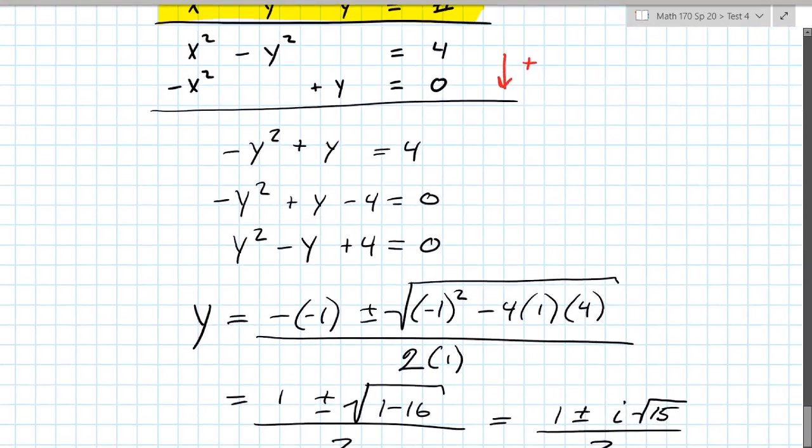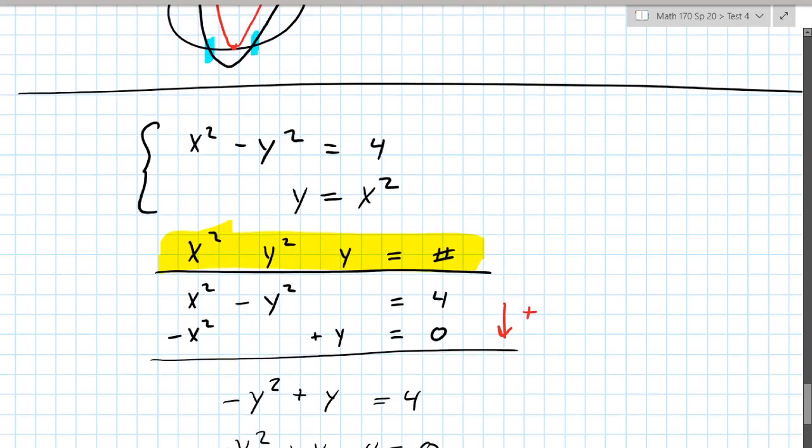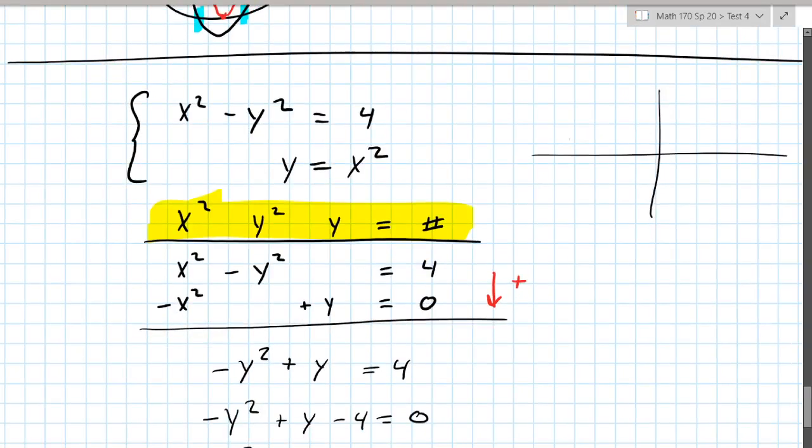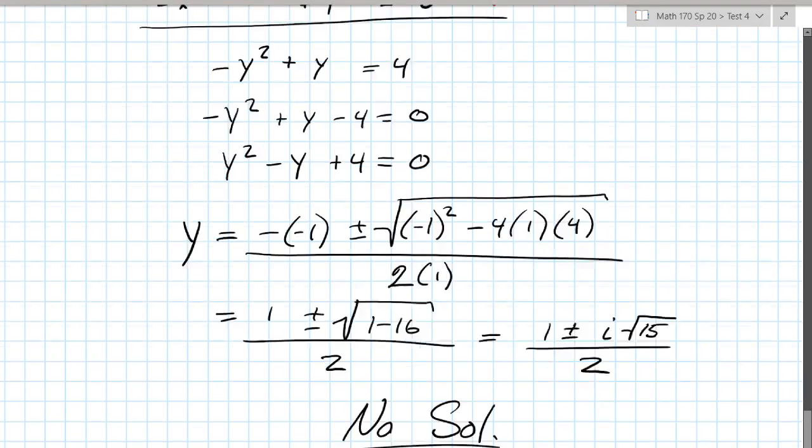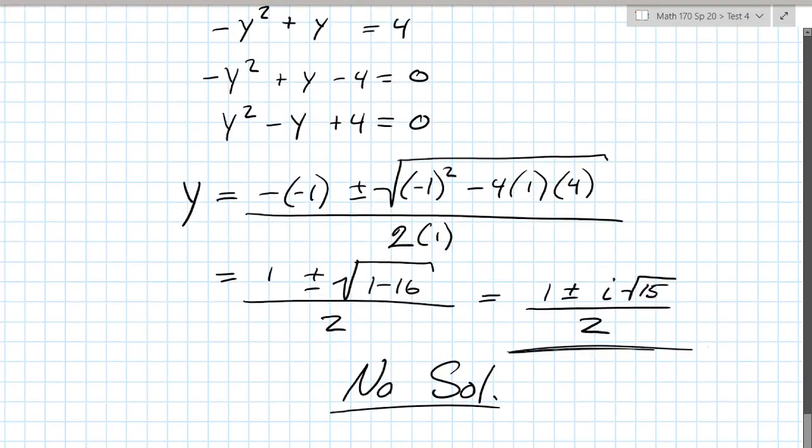If you were to go back to these equations, what you will see is that the first equation we called a hyperbola, and the second equation we called a parabola. So what's happening here is you've got this hyperbola and this parabola, and they're not crossing, they're not intersecting. So the result is imaginary numbers in our y equals, and therefore a no solution.